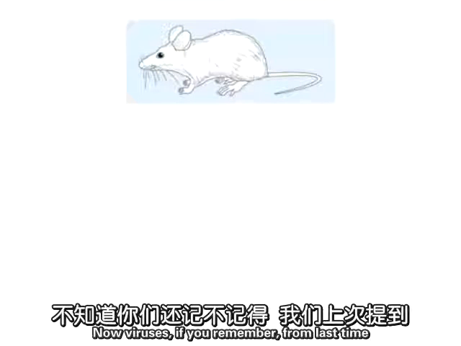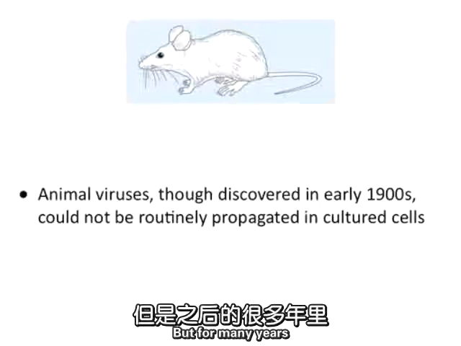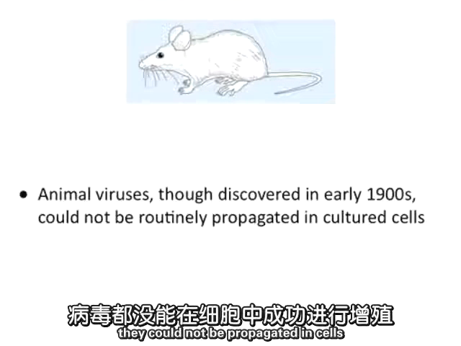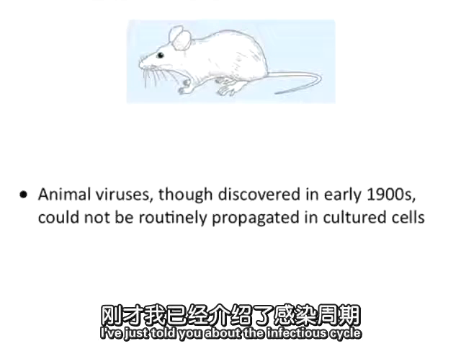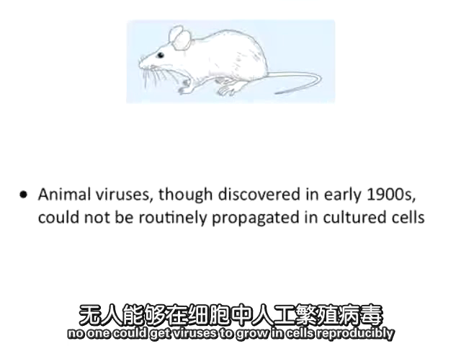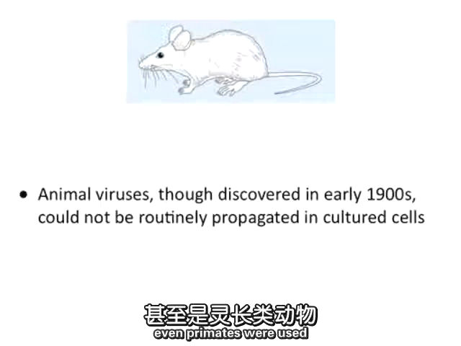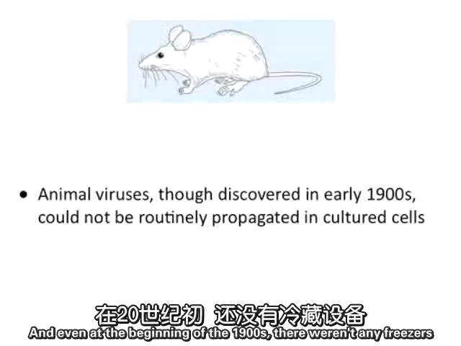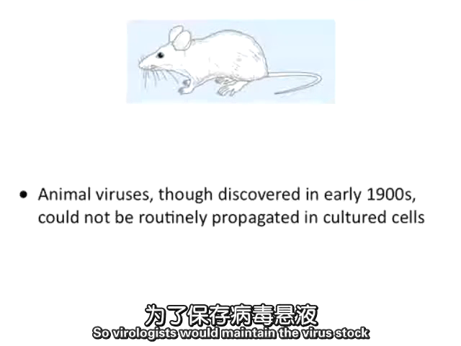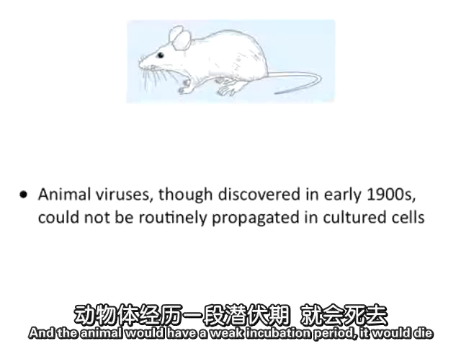Now, viruses, if you remember from last time, were discovered around the turn of the 20th century, early 1900s. But for many years, they could not be propagated in cells. I've just told you about the infectious cycle which takes place in a cell. But for the longest time, no one could get viruses to grow in cells reproducibly. So they used animals of all sorts. Mice, hamsters, rabbits, even primates were used. And even in the beginning of the 1900s, there weren't any freezers. So virologists would maintain a virus stock simply by putting it in an animal. And the animal would have a week incubation period. It would die.